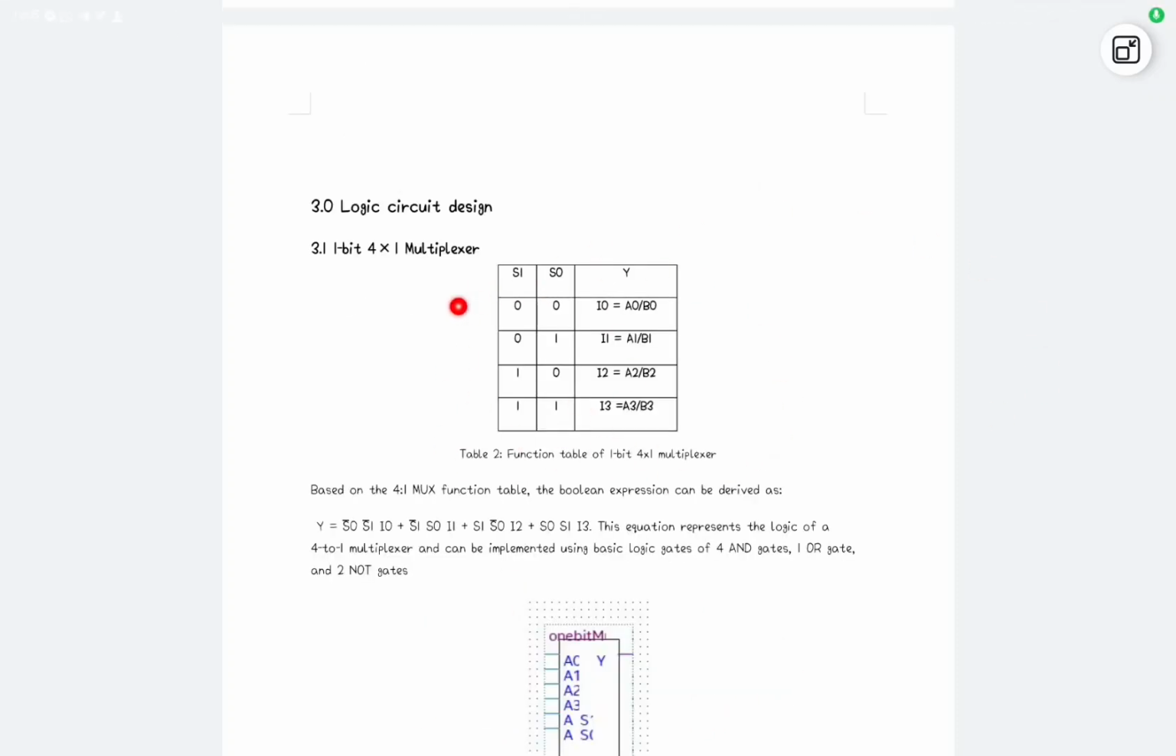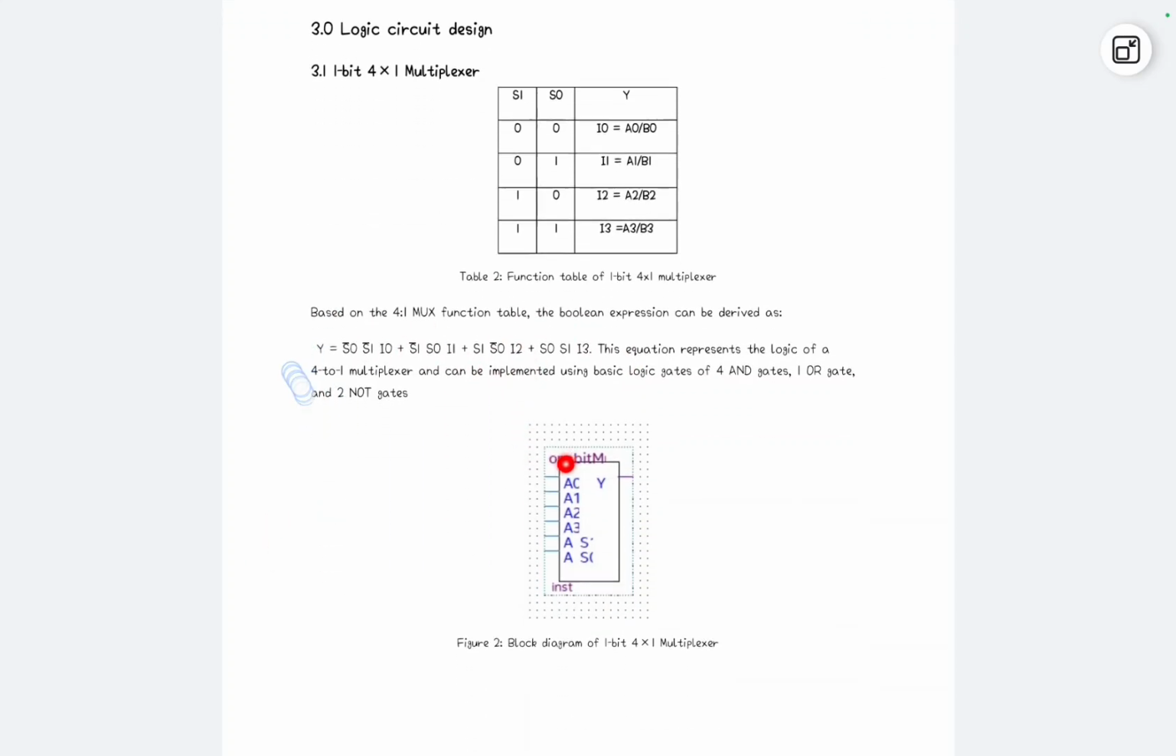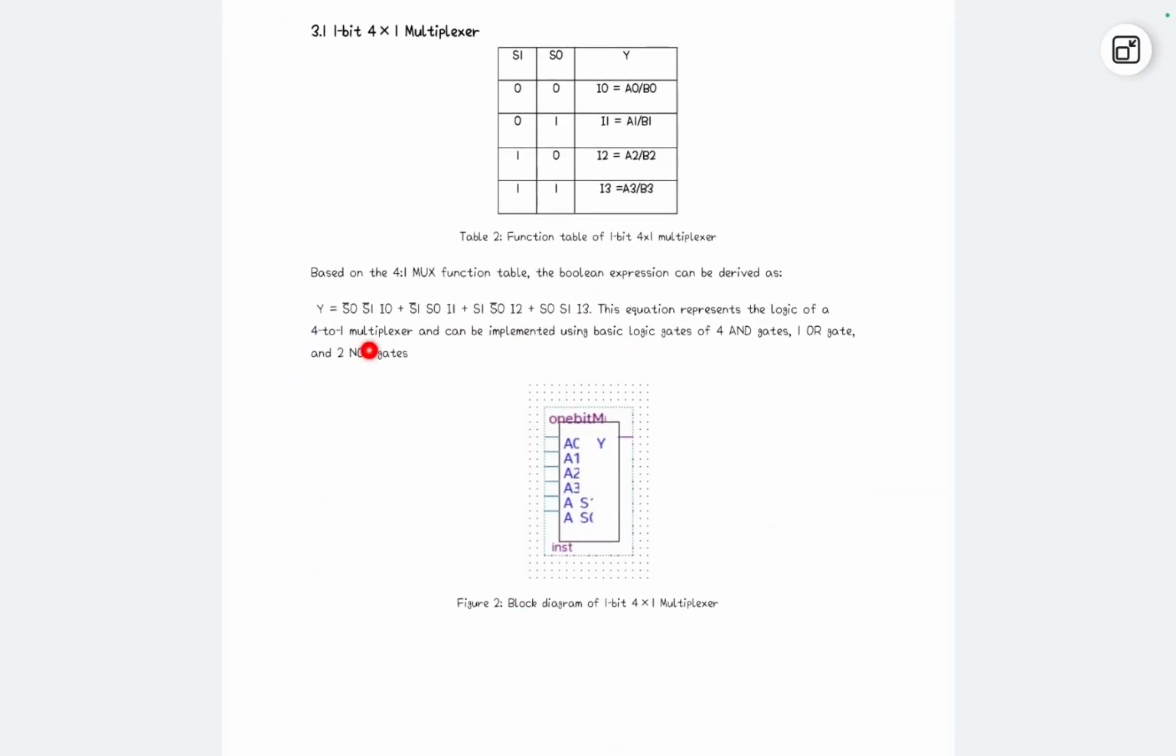And this is a functional table of the 4 to 1 multiplexers. You can see the output is Y, so Y is equal to A0 or B0 when S1 is equal to 0 and S0 is equal to 0. And this is the Boolean expression of the outputs. And this one is the block diagram of the multiplexer: A0, A1, A2, A3, and S1, S0, and the Y output is in here.